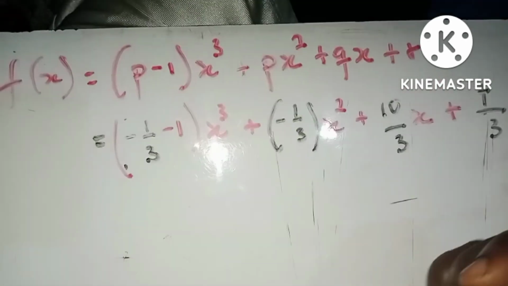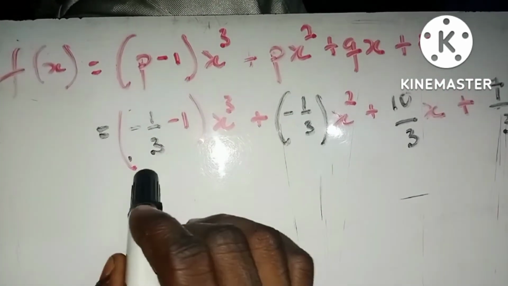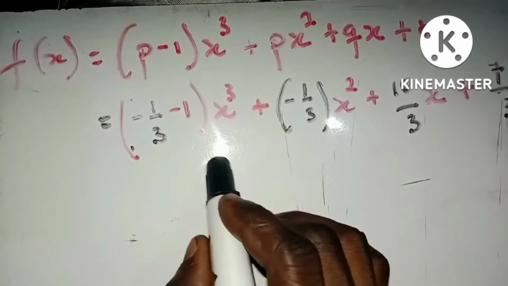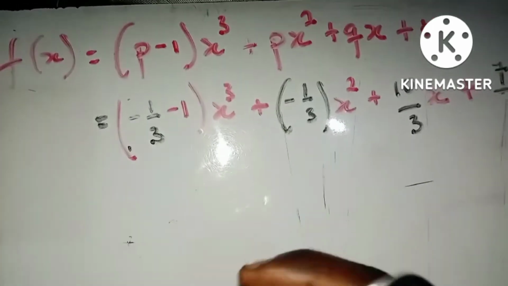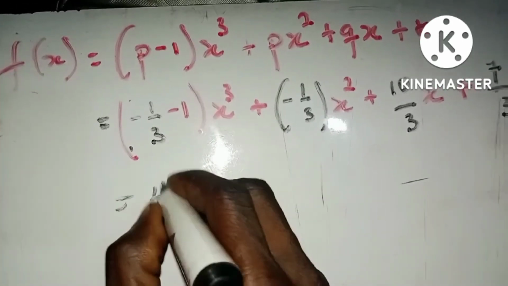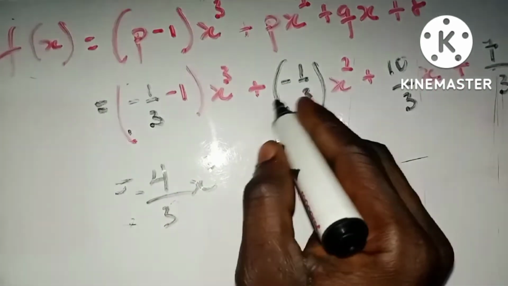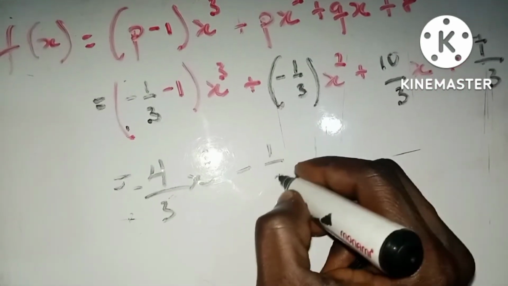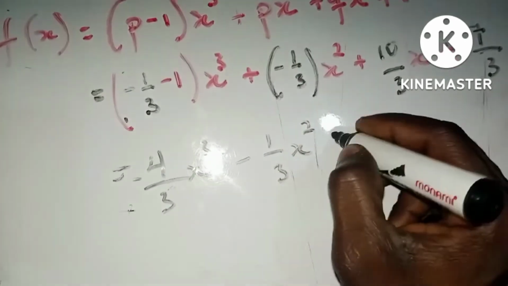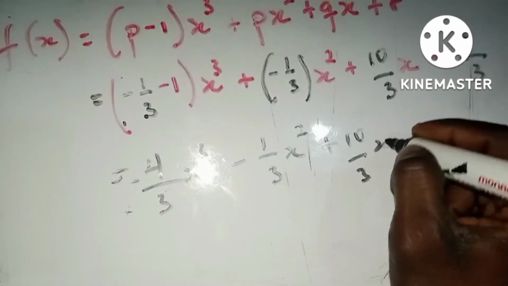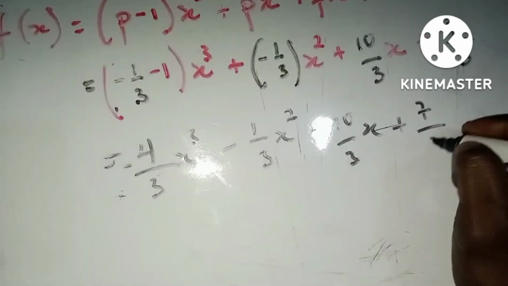So now the only thing here is that you just have to rearrange and simplify everything. So this is the fraction. This one is going to give us -4 on 3 x exponent 3, and then here also tends to be negative, so 1 on 3 x squared, plus 10 on 3 x, and then plus 7 on 3, right?